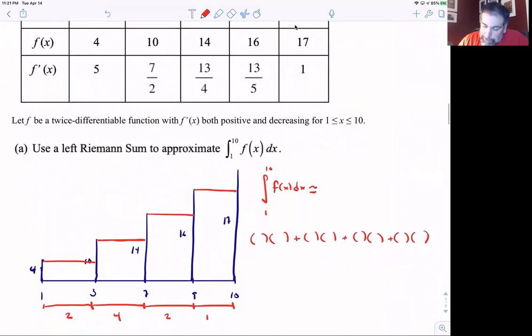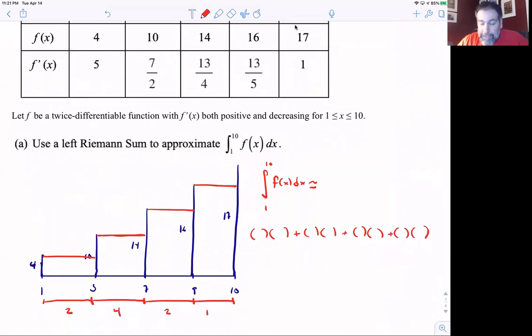And now the bases, I always do the bases first. I'm going to go through and enter all the bases. The base of my first rectangle is 2. The base of my second rectangle is 4. The base of my third rectangle is 2. And the base of my last rectangle is 1.